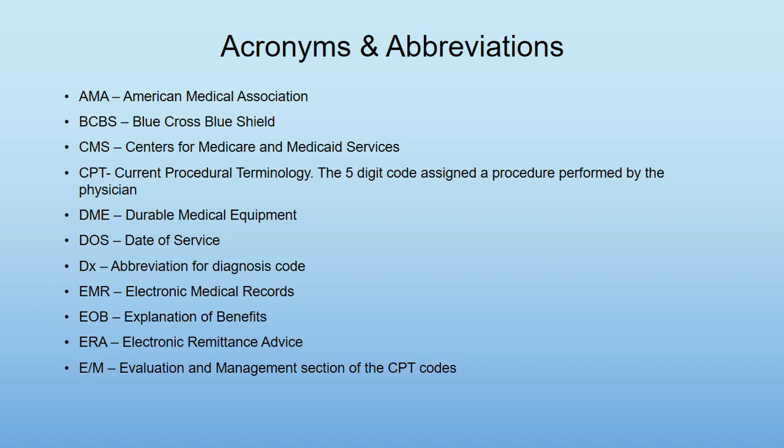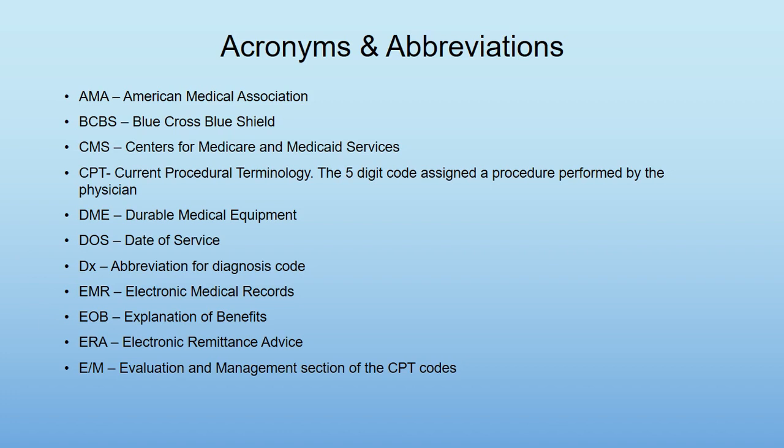Acronyms and abbreviations, these are some of the more popular and common acronyms used in medical billing. The AMA is the American Medical Association. BCBS is Blue Cross Blue Shield. CMS is short for the Centers for Medicare and Medicaid Services. And you'll see CMS in a lot of forms, such as the CMS 1500 or the CMS 1450. CPT is short for Current Procedural Terminology. This is the 5-digit code assigned to procedures that are performed by the physician.